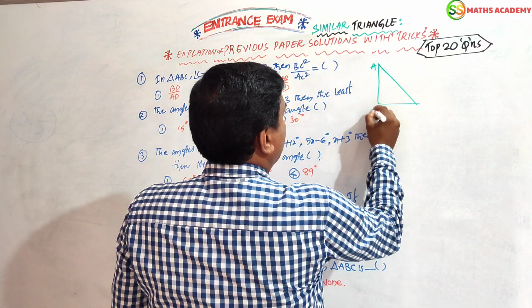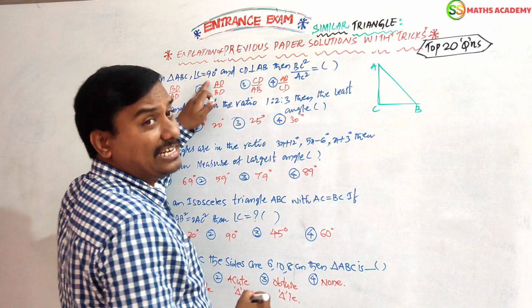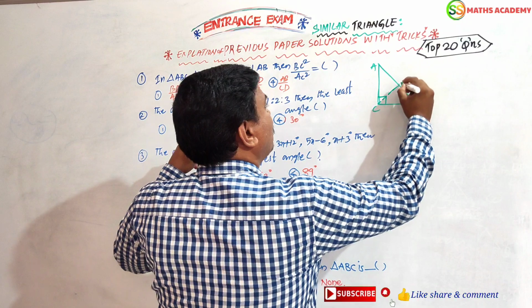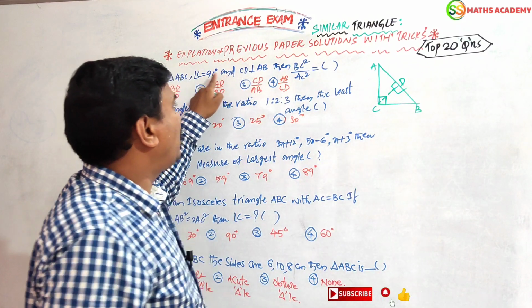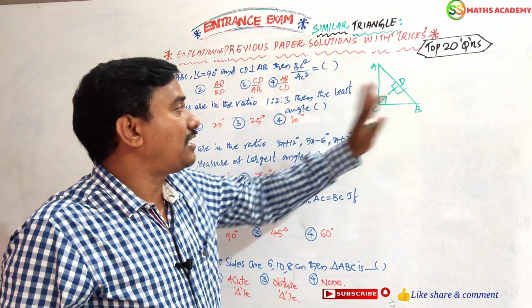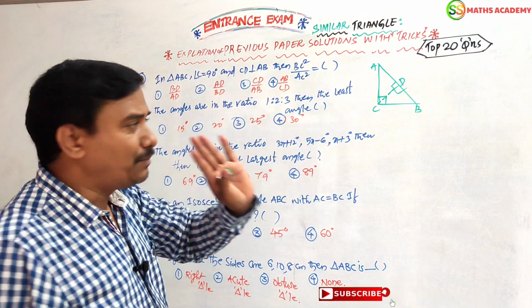This is a right angle triangle ABC, with right angle at C. Right angle at C means 90 degrees. I have drawn a perpendicular line CD on AB, according to the question. CD is perpendicular on AB. What about BC square by AC square here? What is the answer? Simple.